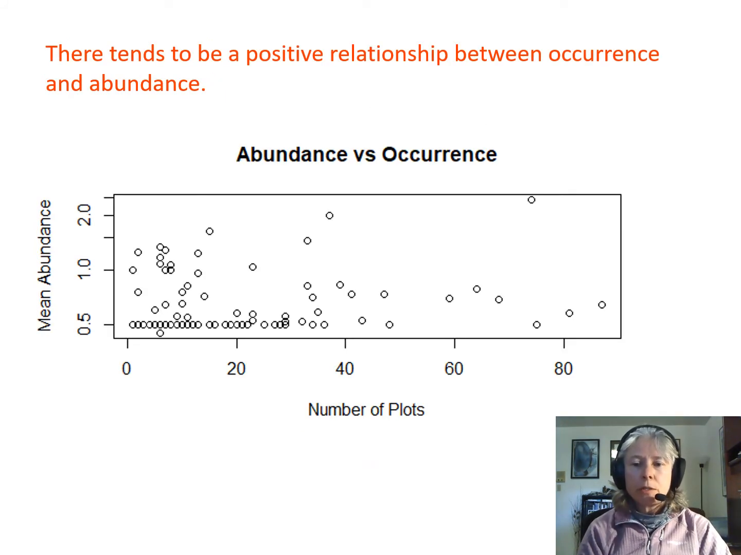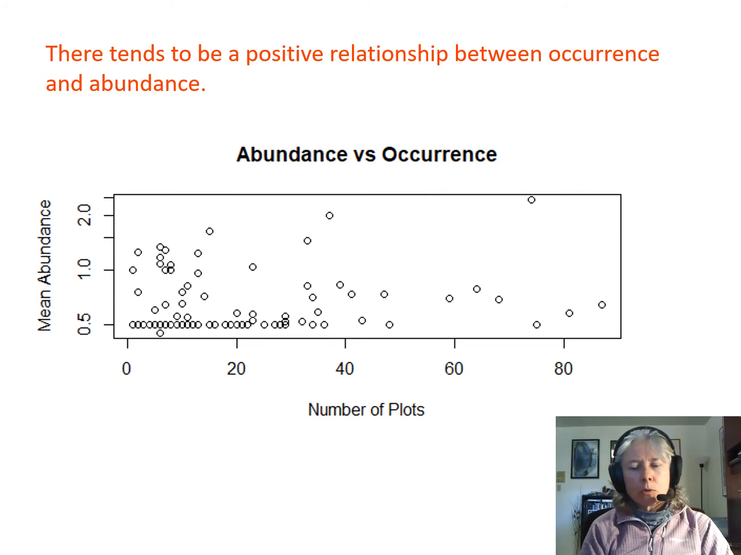Common species tend to be widespread, whereas rare species tend to have smaller distributions. In other words, there tends to be a positive relationship between occurrence and abundance, with widespread species occurring in higher densities, in other words, more individuals, compared to species restricted in their geographic distribution.